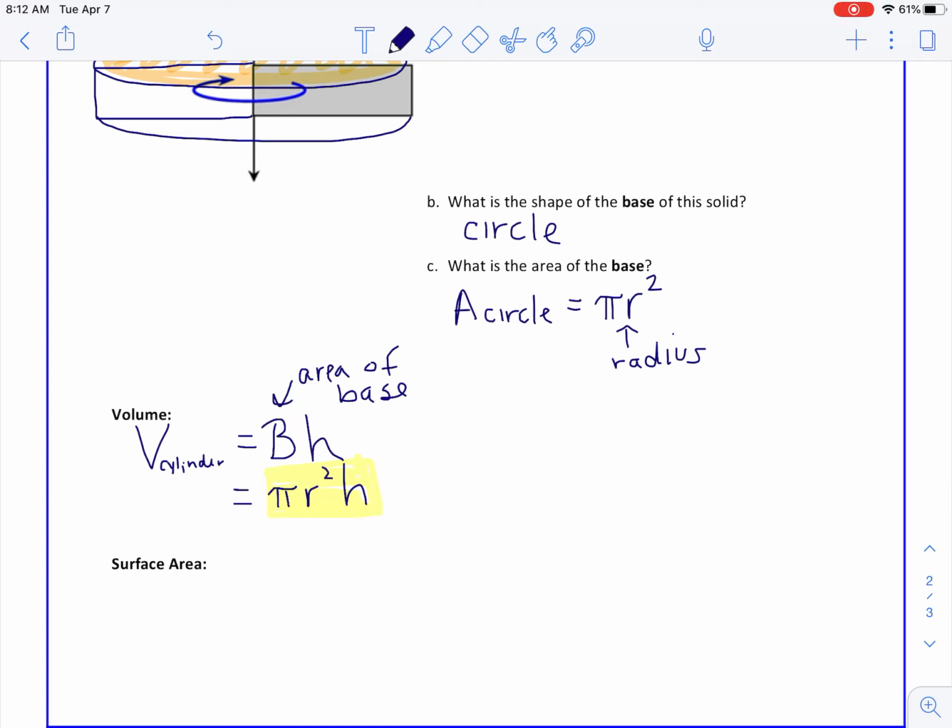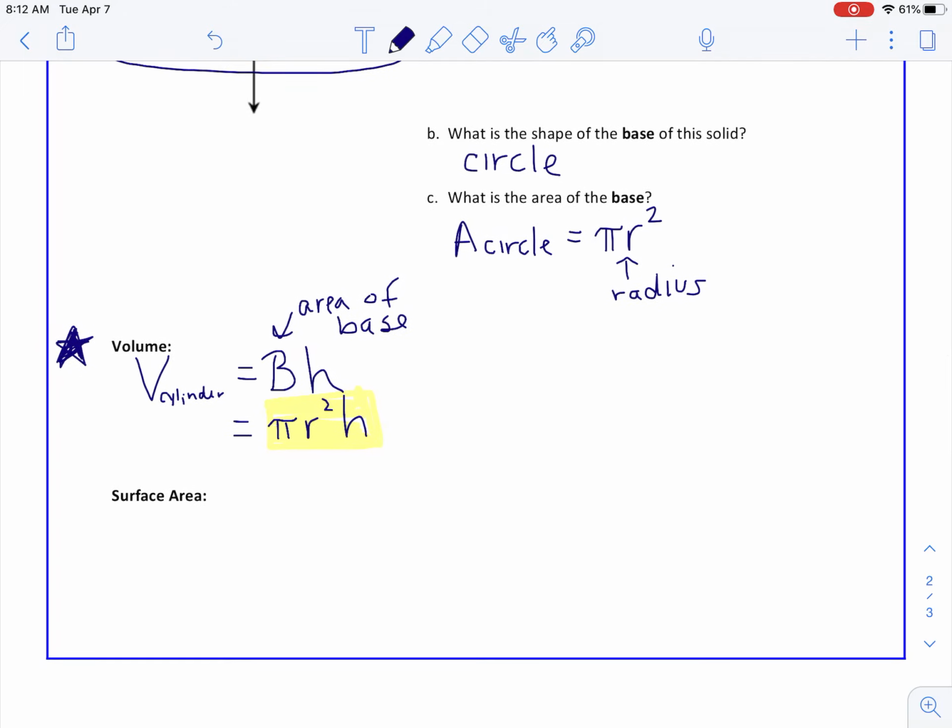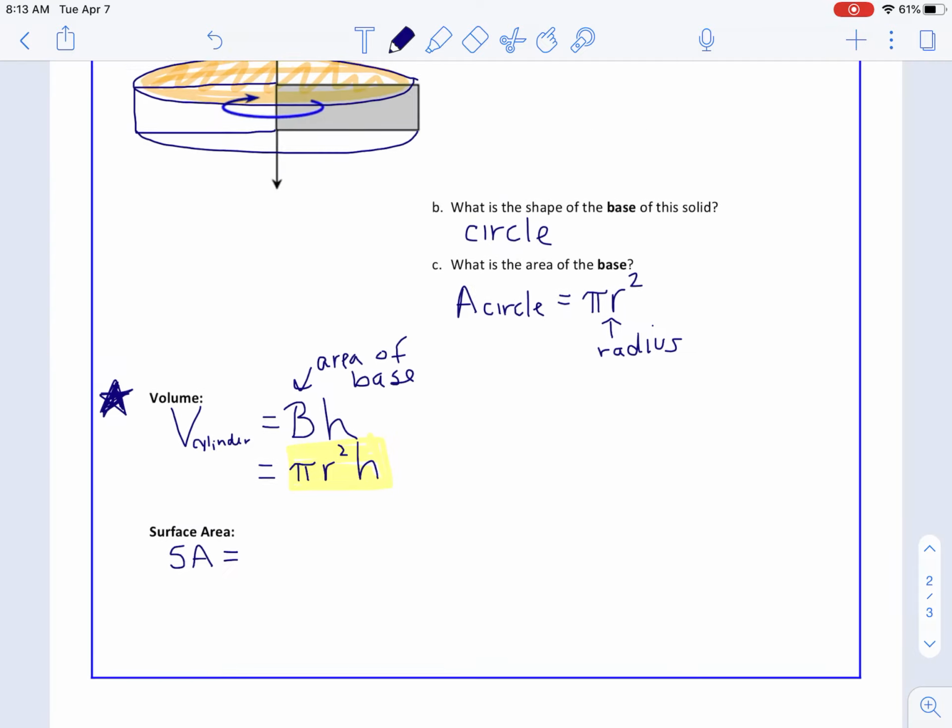Now, more common in this class is to find the volume, right? Especially if you were having a Regents, I would say you should definitely know that. Surface area is not as common, but I like going over it because I think it's interesting.